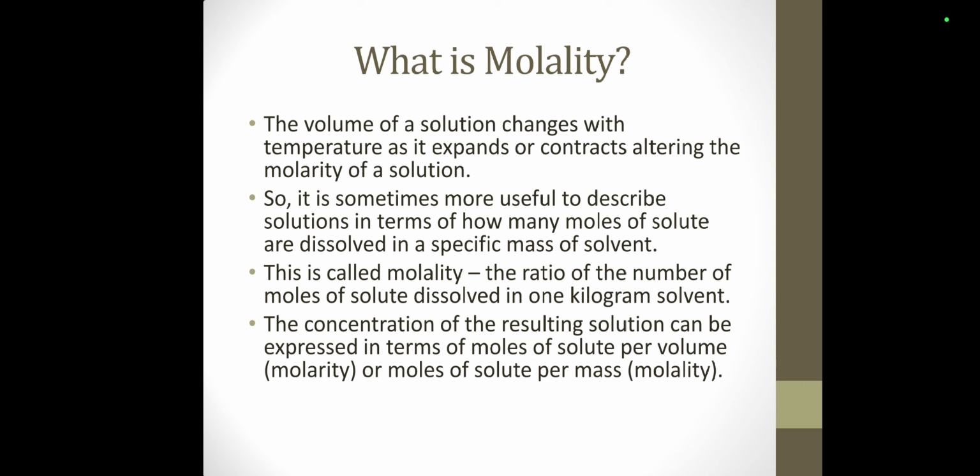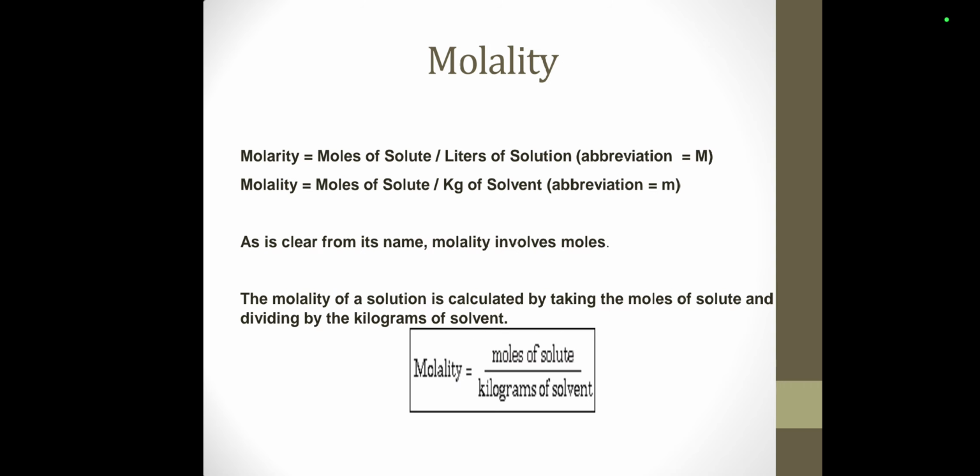Let's emphasize first the formula. Molarity is equal to moles of solute per liters of solution, with the abbreviation big M, while molality is equal to moles of solute per kilogram of solvent, with the shorthand small m. As is clear, the molality of a solution is calculated by taking the moles of solute and dividing by the kilograms of solvent. That is the constant formula for molality; it cannot be changed.